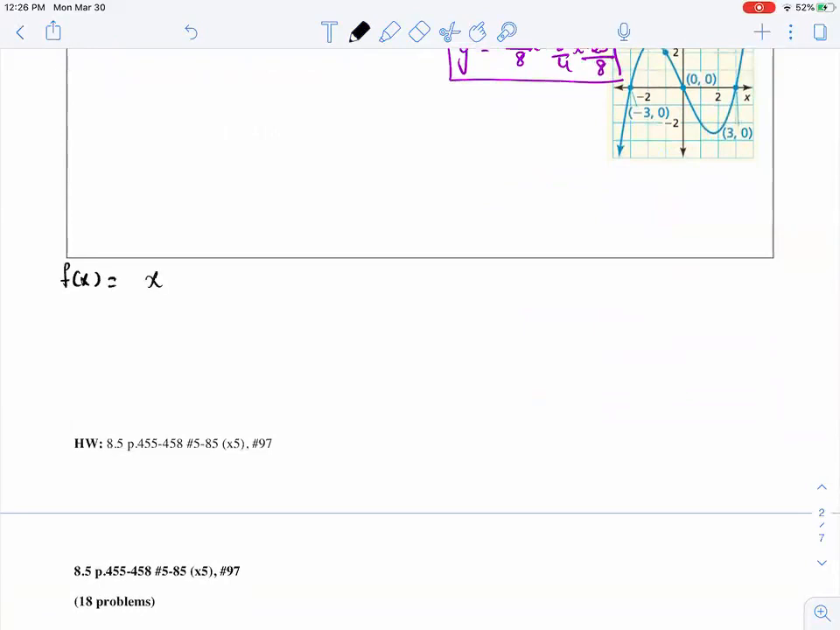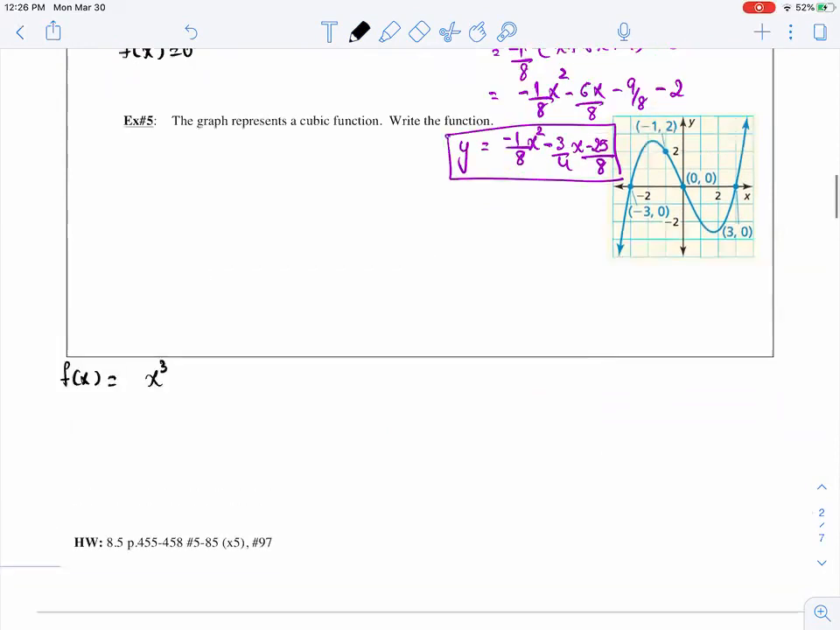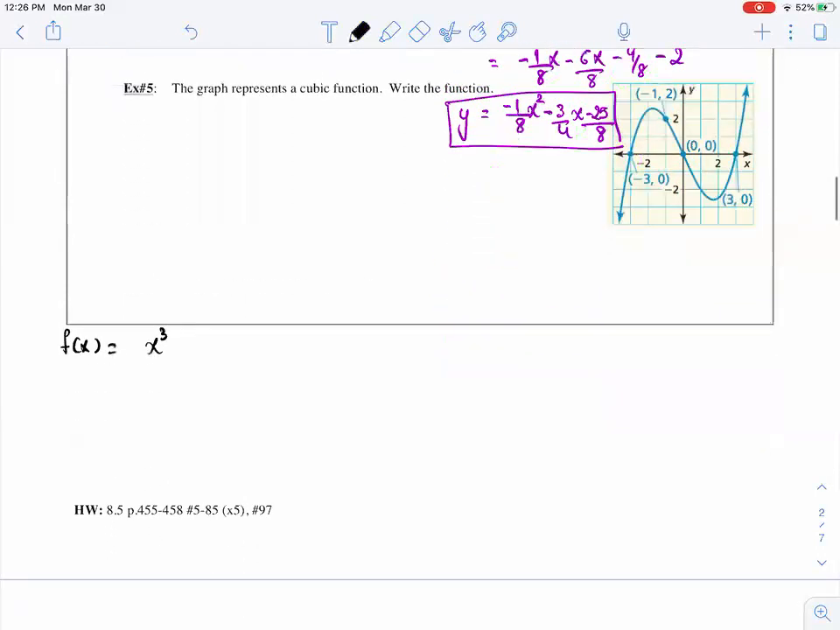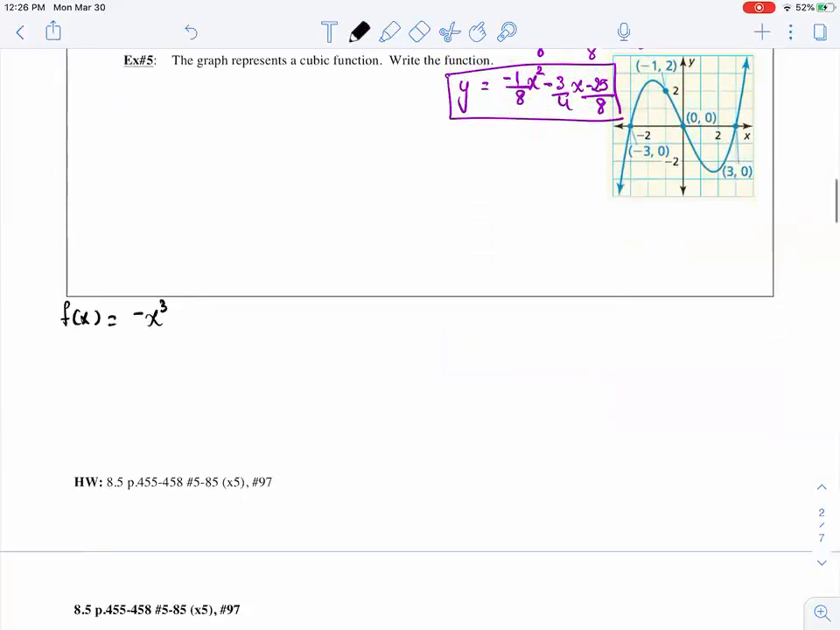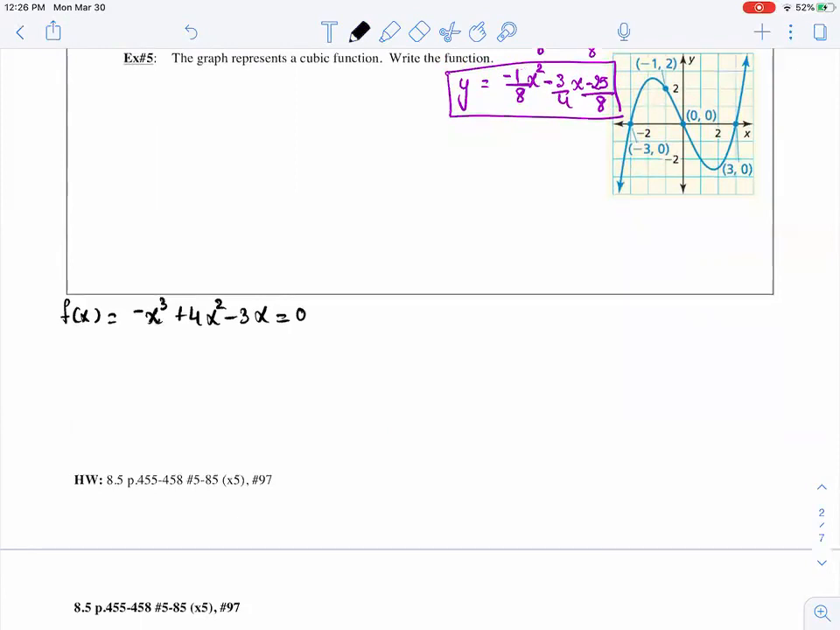Negative x cubed, plus 4x squared, minus 3x. We're going to set this equal to 0. Before you solve it, I want you guys to factor it.